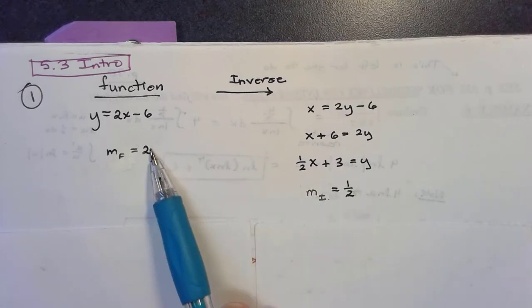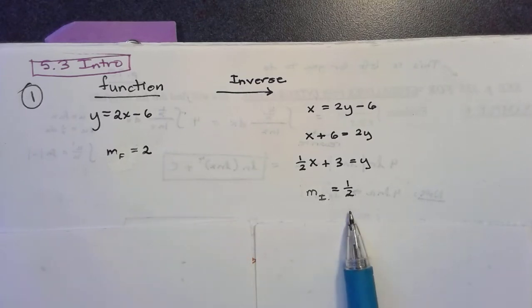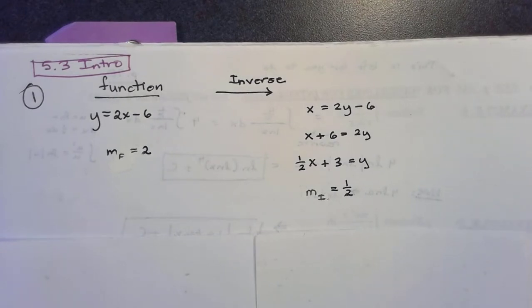Now, do you notice a relationship? The slope on the function is 2. The slope on the inverse is 1/2. Now, I used a very simple example, linear ones. Let's go to something a little more complicated, but I'm sure you can see the connection.